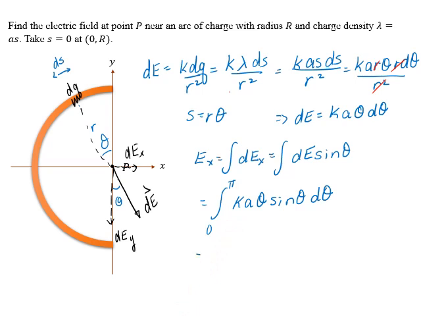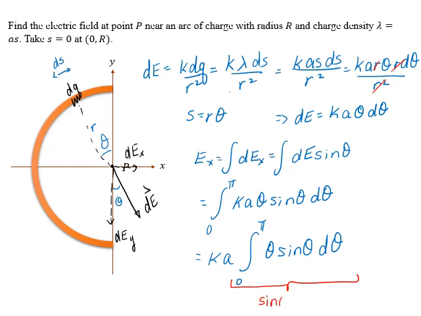Take our constants out front. We've got k times a outside of the integral from 0 to pi of theta sine theta d theta. This integral right here, you can do an integration by parts, or you can look this up online. The integral of theta sine theta d theta is equal to sine theta minus theta times cosine theta. Okay, so that should be far enough for the x component.